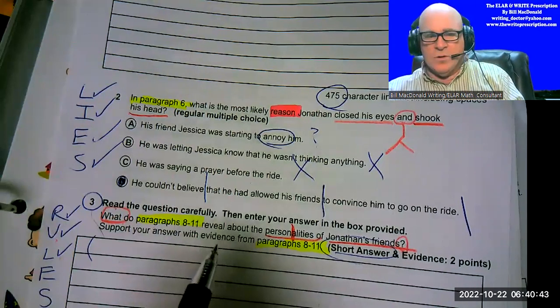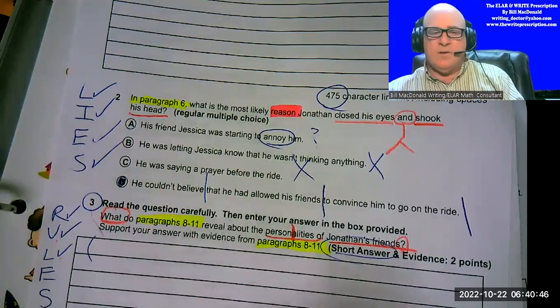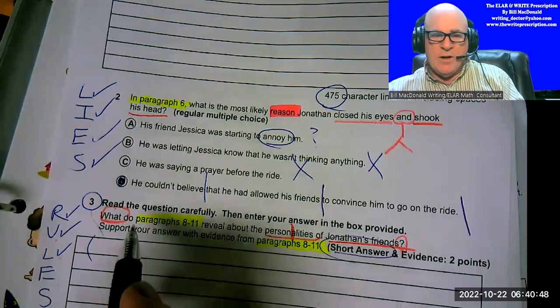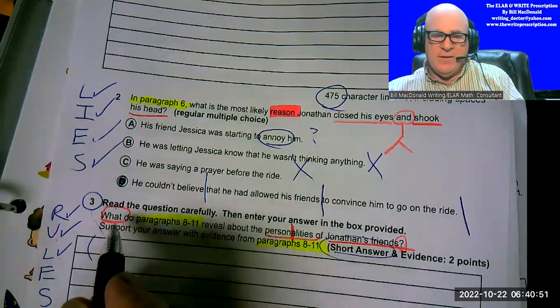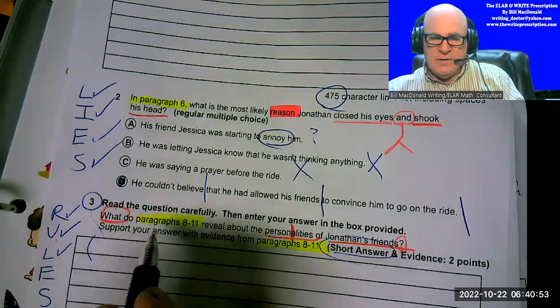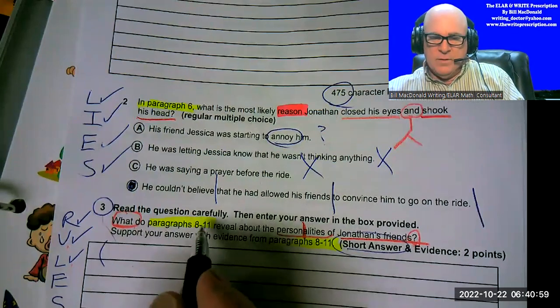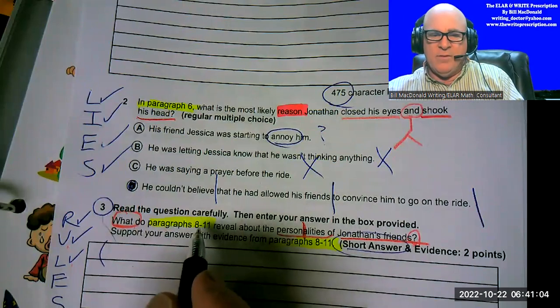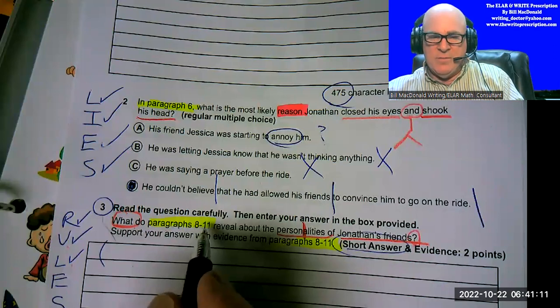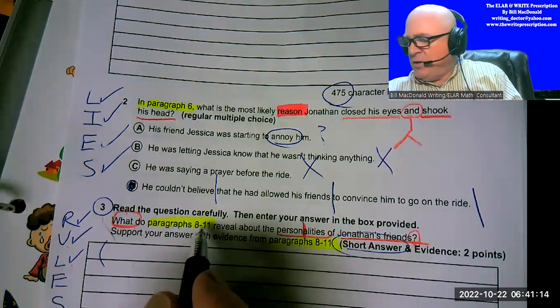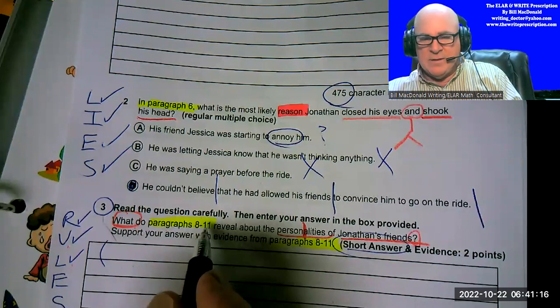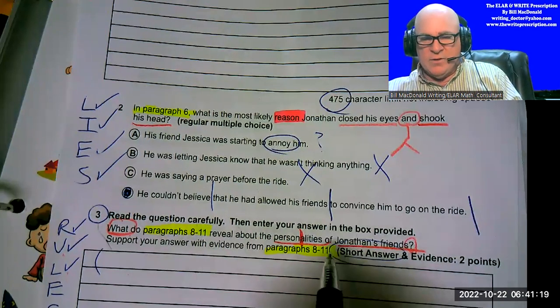Okay. So the question is a what question: who, what, when, where, why, which, how. What do paragraphs 8 through 11 really reveal about the personalities, plural, of Jonathan's friends? And when I was at my last school, they thought it said 8 and 11. So if they only look at 8 and 11, then you're not going to be able to use all of the evidence that's relevant and related to the question. So make sure your kids know that 8-11 means 8, 9, 10, and 11.